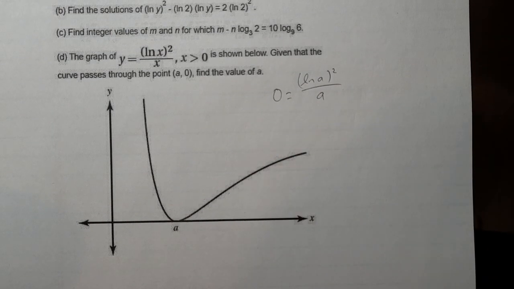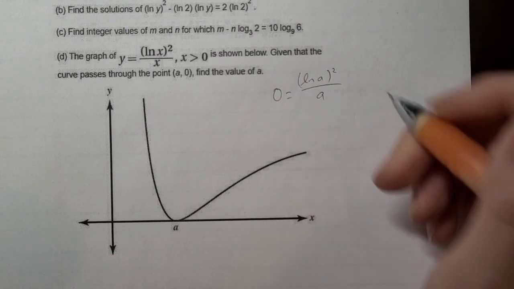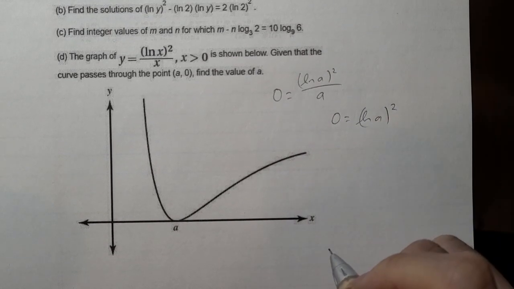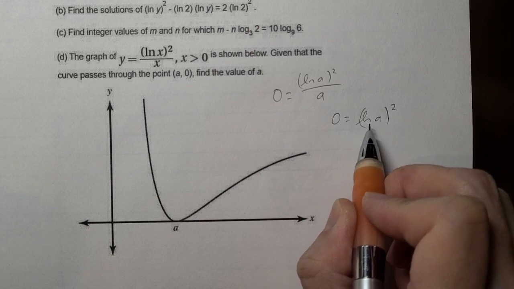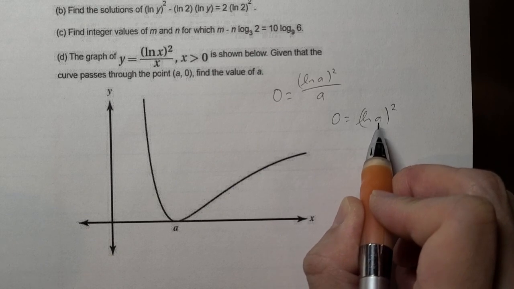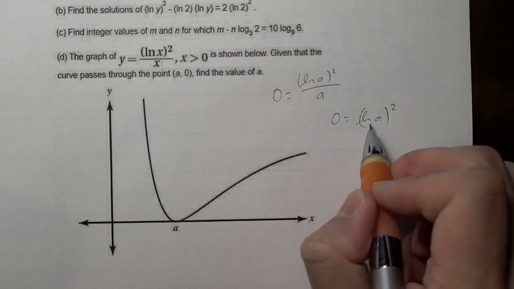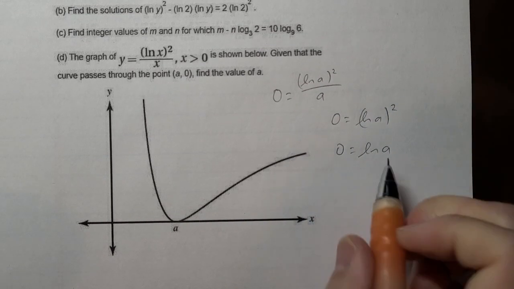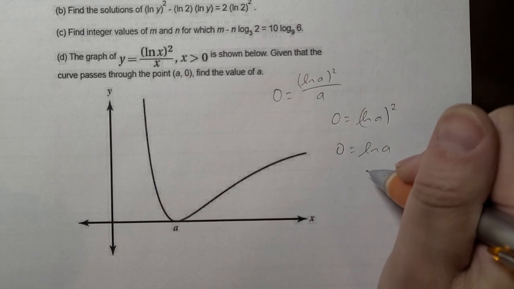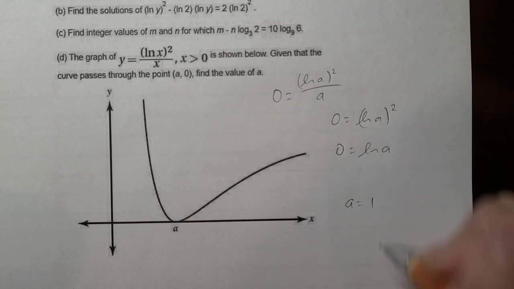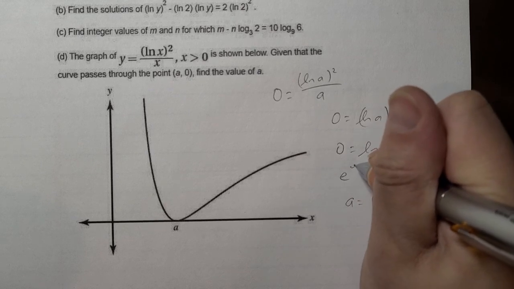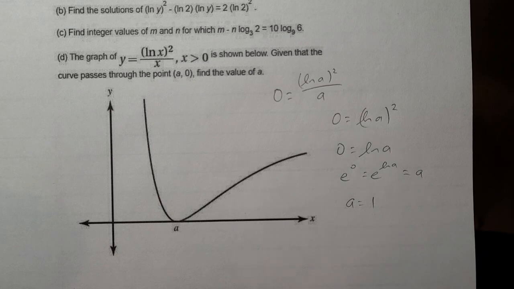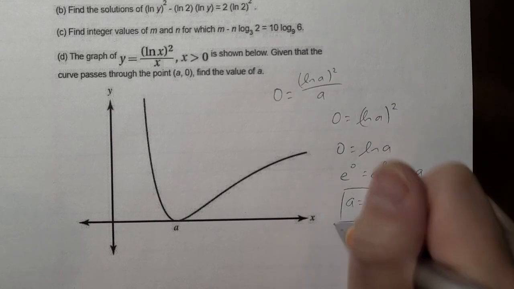Okay, so we just solve for a. Multiply a on both sides, so 0 is ln of a squared. Okay, so when is ln a equal to 0? Because 0 squared would be 0, or we can even square root both sides. 0 is ln a. So when is this true? It is when a is equal to 1, or we can even exponentiate both sides. e to 0 is e to the ln a, which is equal to a. e to 0 is 1. Okay, so a is equal to 1, as simple as that.